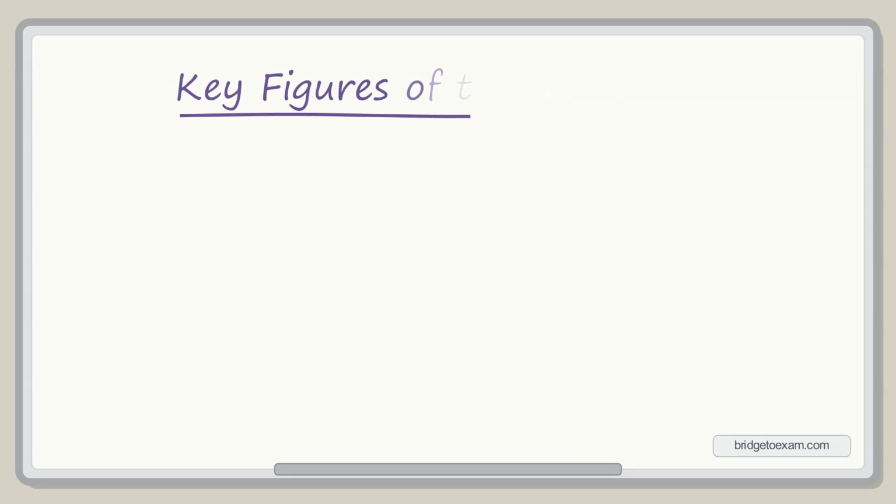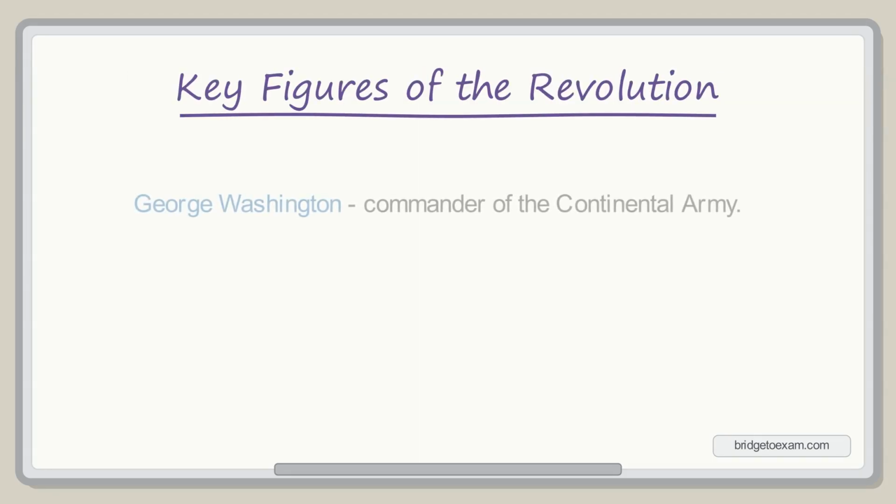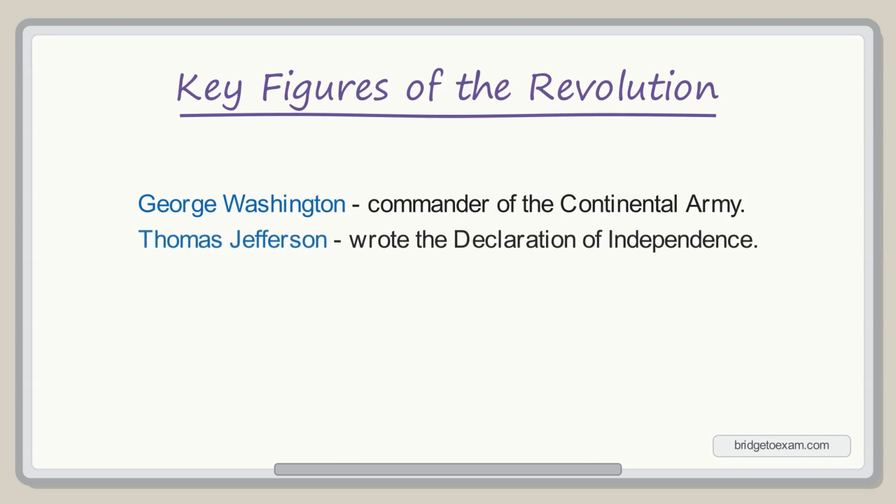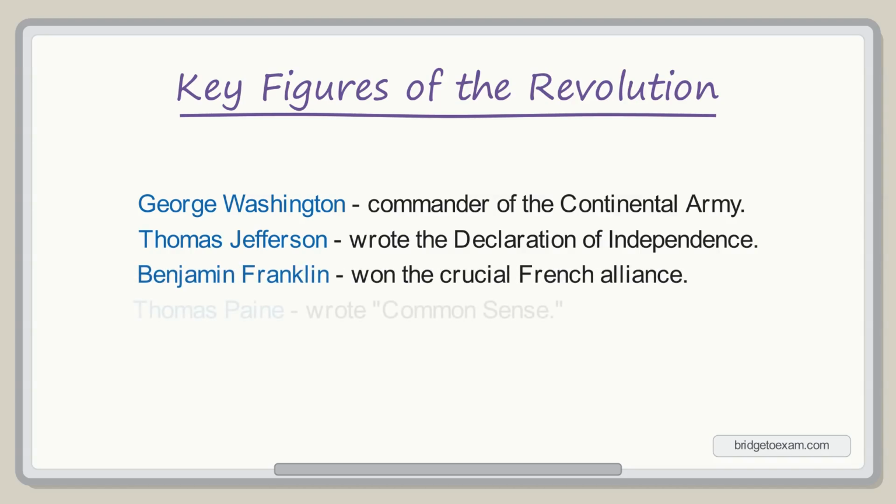A few people shaped the revolution above all others. George Washington held the army together through years of hardship. Thomas Jefferson wrote the Declaration of Independence. Benjamin Franklin, as a diplomat in Paris, secured the alliance with France that won the war. And Thomas Paine rallied ordinary people with common sense.